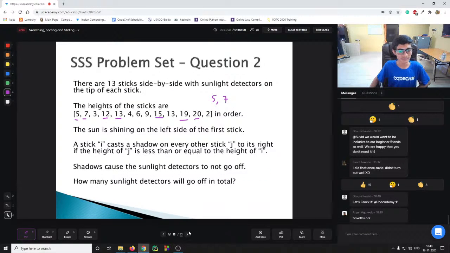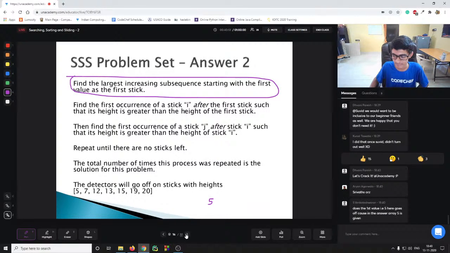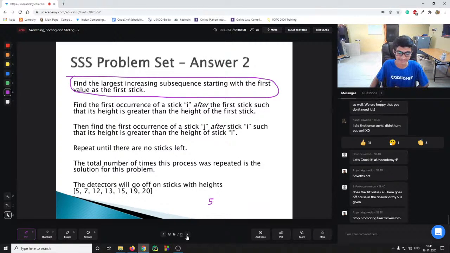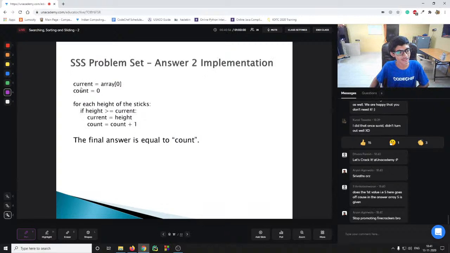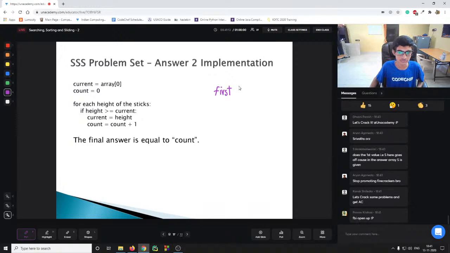Okay, so let me move on to the next problem. First of all, let's talk about the implementation. Current equals array of 0. So we are going to be initializing it as array of 0, which is the first value. And then we are going to be taking the first value, and then the next value, which is greater than the first value.